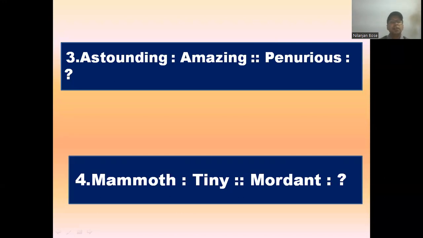Now, the second word pair: astounding is to amazing. If we say astounding performance, it will be equal to amazing performance. If we watch someone's performance and call it very splendid, very astonishing, meaning it was beyond expectation, marvelous, outstanding, then the word amazing also supports the first word. So astounding is to amazing. Once again, we have a synonymous relationship.